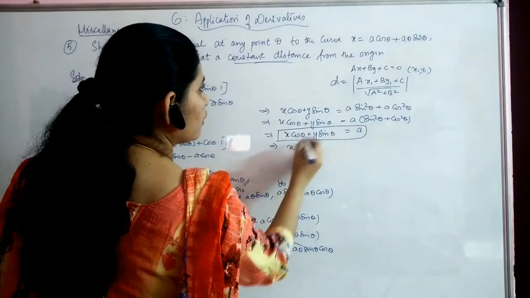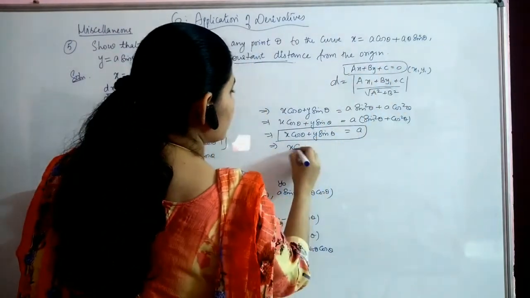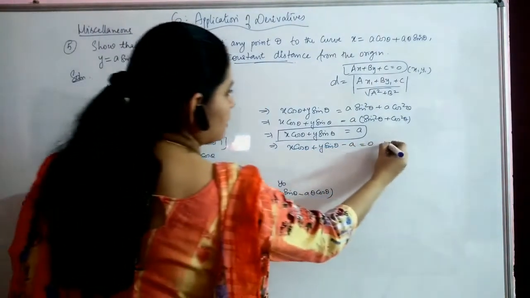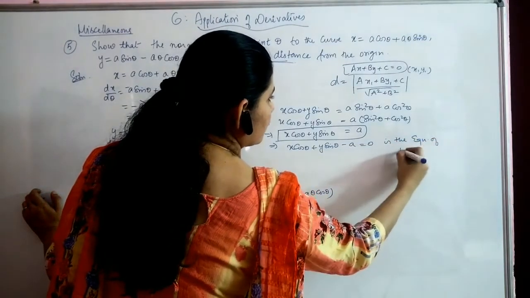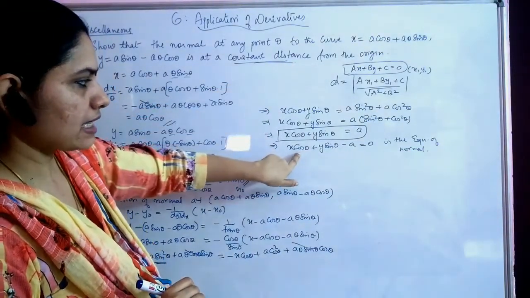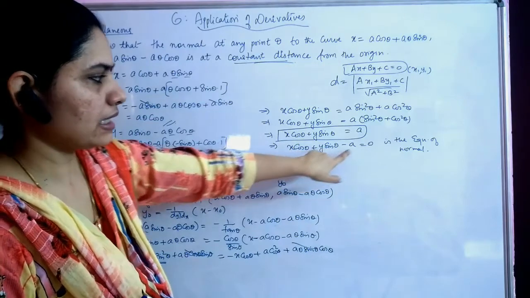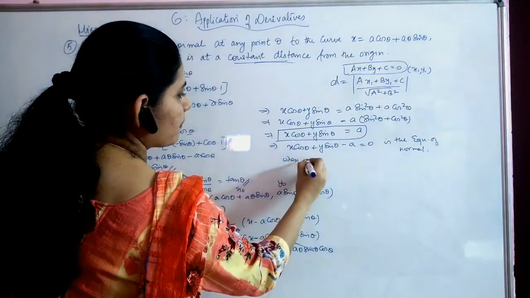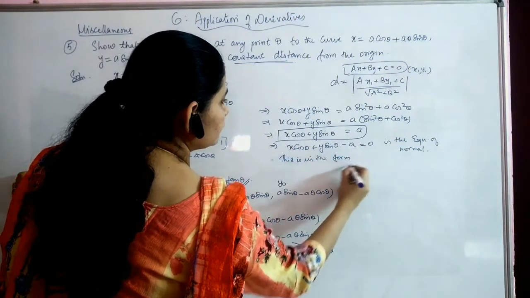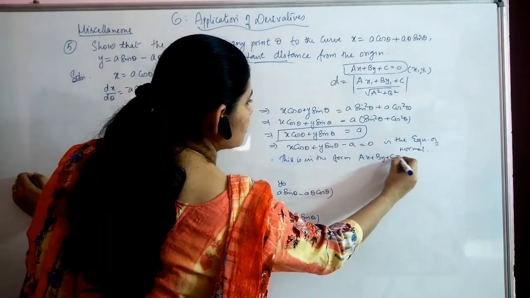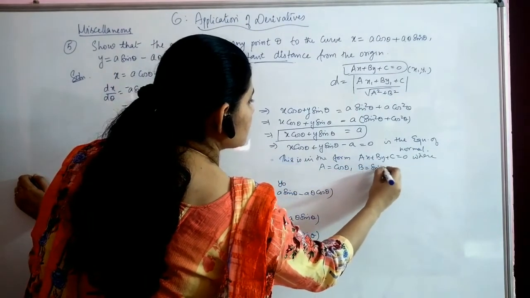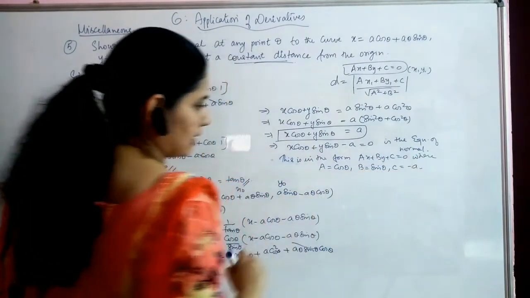Now making it in the standard form, you will get x cos theta plus y sin theta minus a is equal to 0. So this is the equation of normal, and it is in the standard form ax plus by plus c equal to 0, where a is equal to cos theta, b is equal to sin theta, and c is equal to minus a.